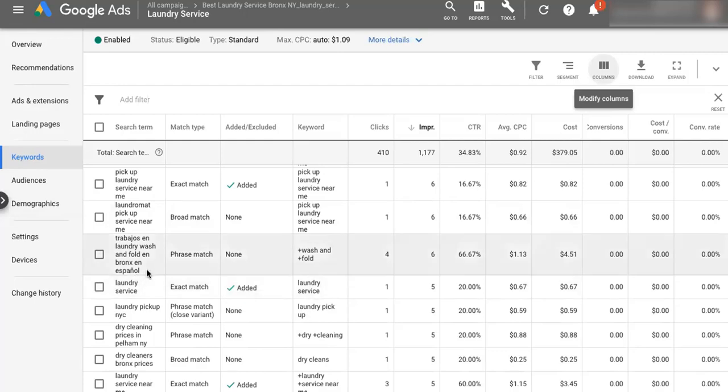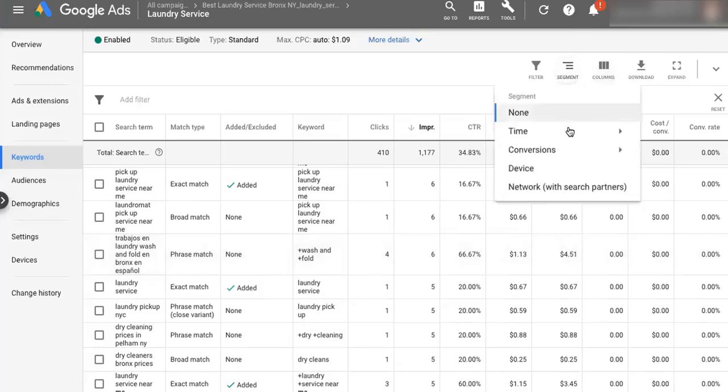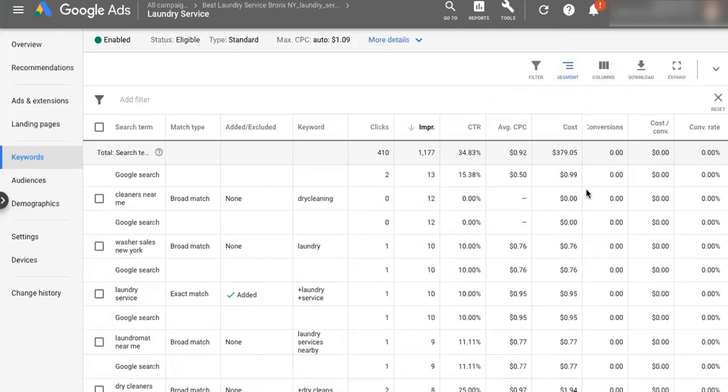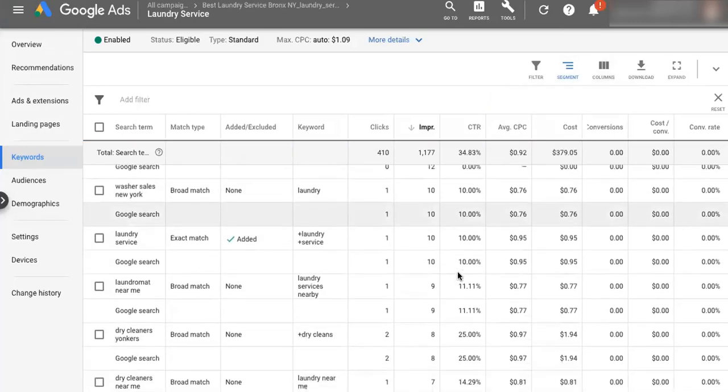You know what? I don't believe 6 impressions and 4 clicks, $4.51 for a really long search term like that. I'm curious now. Segment that by network. It's up near modify columns. Right here. Segment by network with search partners. I bet that's search partners. Oh, we're going to go find it again.